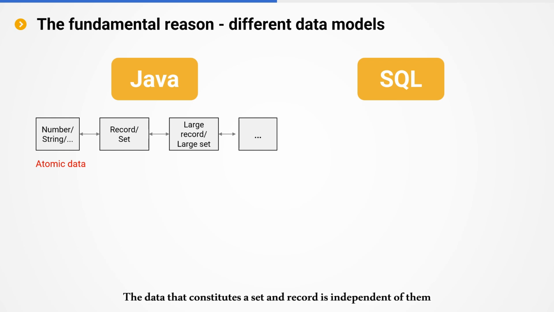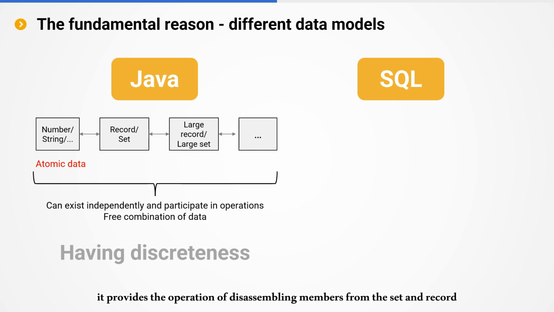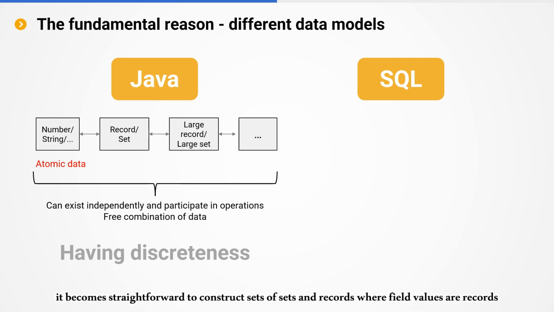The data that constitutes a set and record is independent of them, able to exist on its own and participate in calculations. Naturally, it provides the operation of disassembling members from the set and record, such as using sequence numbers and fields to retrieve members. This flexible form of data organization is called discreteness. By supporting discreteness, it becomes straightforward to construct sets of sets and records where field values are records.